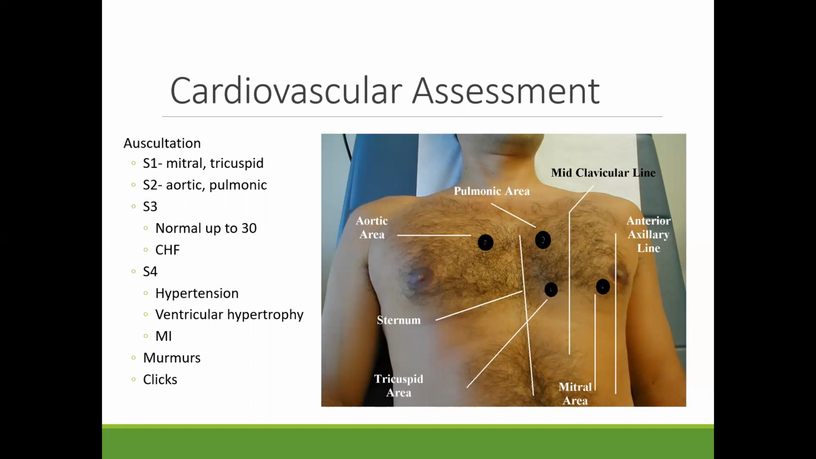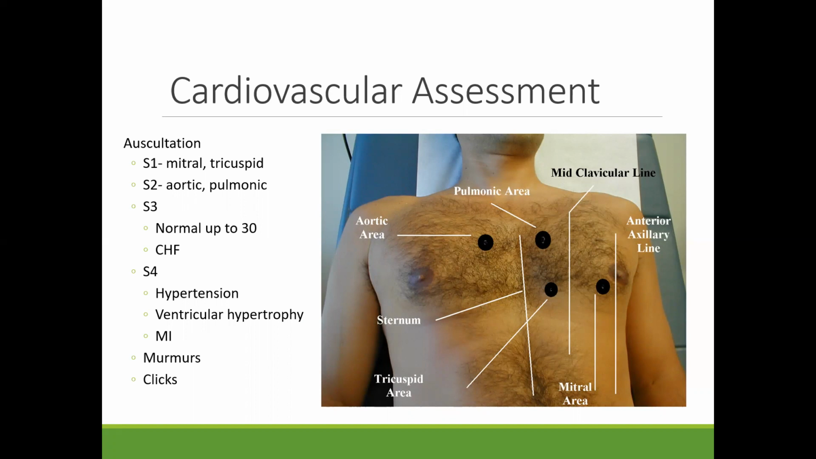S4 is a murmur, a click, could be hypertension, ventricular hypertrophy, or myocardial infarction, and that's heard before S1. So it'd be lub lub dub, lub lub dub, lub lub dub. Then you could have murmurs or clicks.